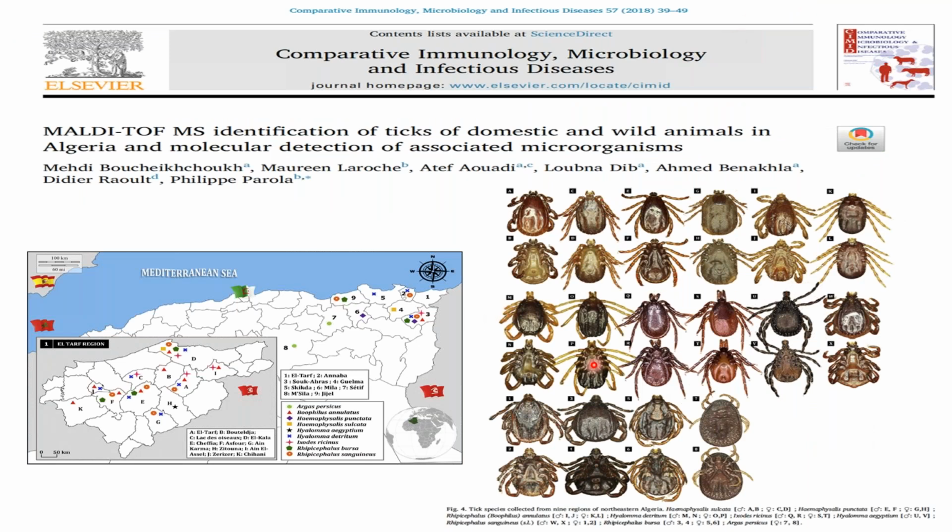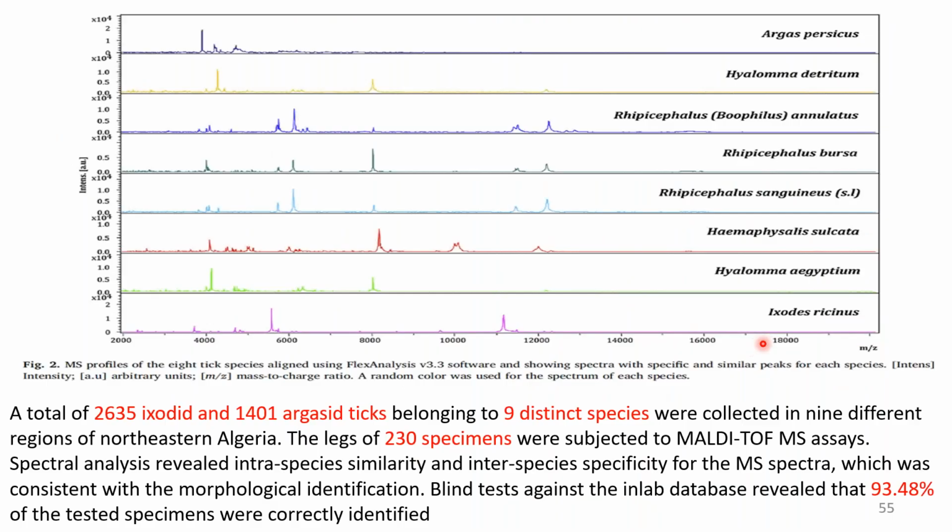More recently, we did the same kind of work with Medji, who brought so many ticks from Algeria, and you can see here that he also had a lot of different species. Some of them are really tricky to identify. What was really interesting is that first he managed to get specific spectra for all of these, but he had so many samples. It was really important to find a tool that would allow you to do that in a cost-effective way.